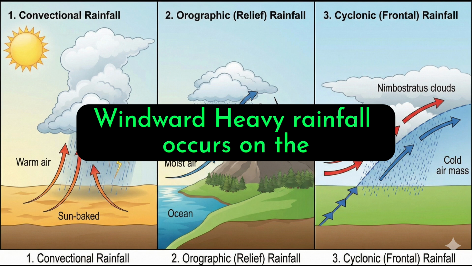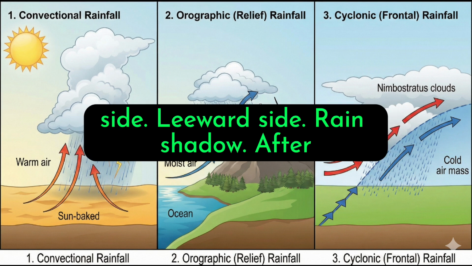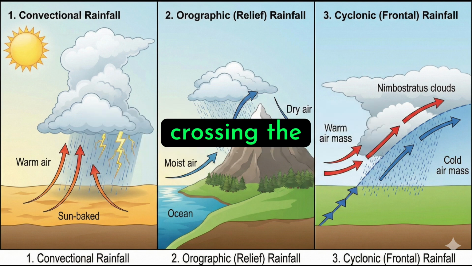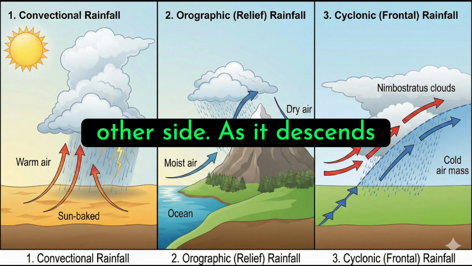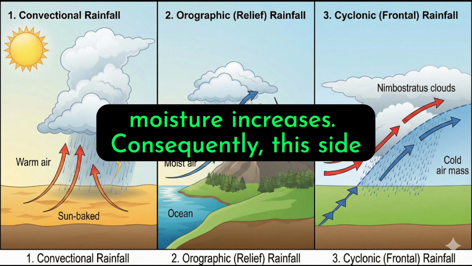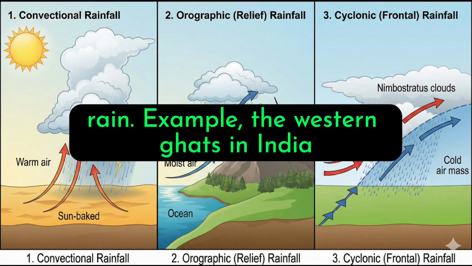Windward side. Heavy rainfall occurs on the side of the mountain facing the wind, known as the windward side. Leeward side, rain shadow. After crossing the mountain peak, the air descends on the other side. As it descends, it warms up and its capacity to hold moisture increases. Consequently, this side, known as the leeward side, receives very little or no rain.